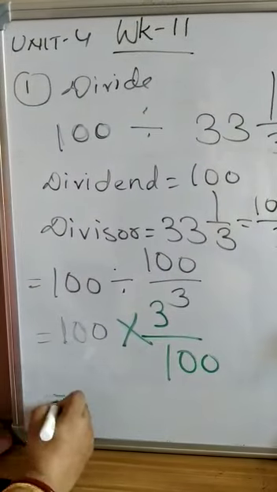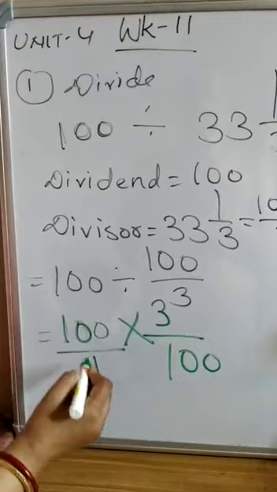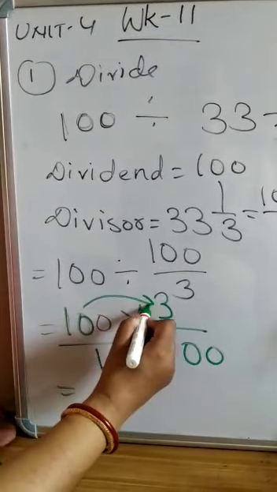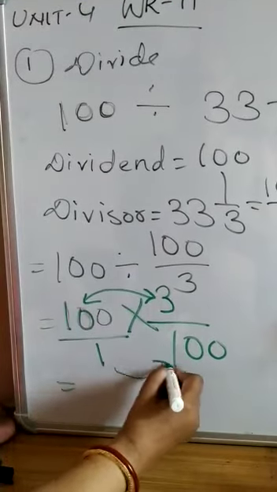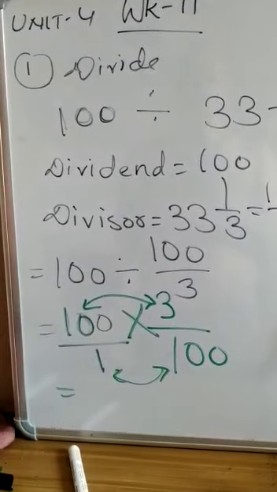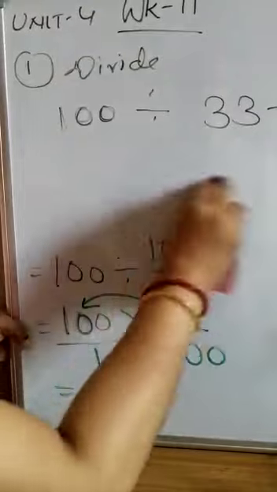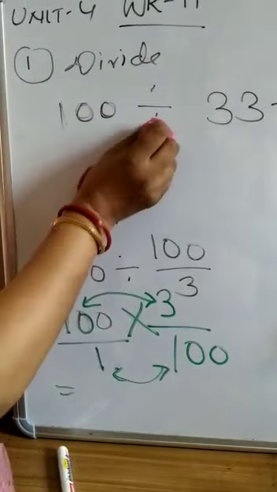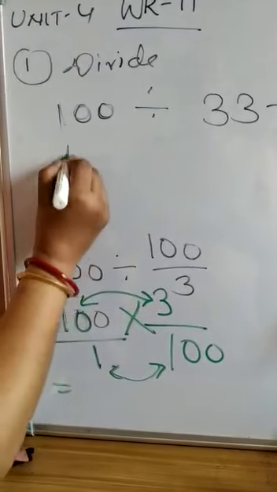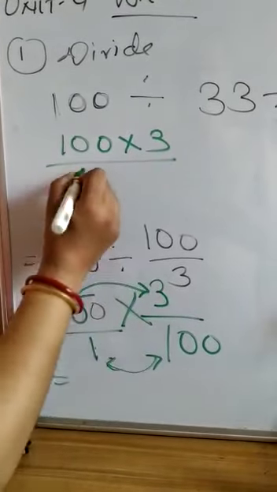Correct? Now here, this 100 can be written as 100 by 1. So 100 by 1 is multiplied by 3 by 100. So the numerator will be multiplied with the numerator and the denominator will be multiplied with the denominator. So here all of you see, this 100 will be multiplied with 3 in the numerator and the denominator 1 into 100.